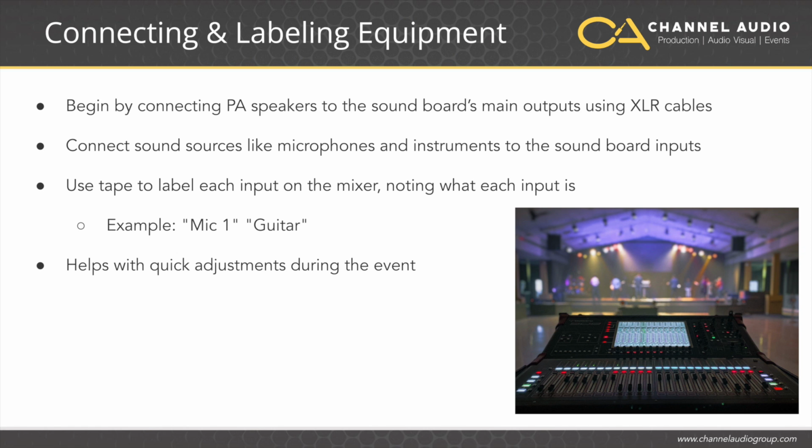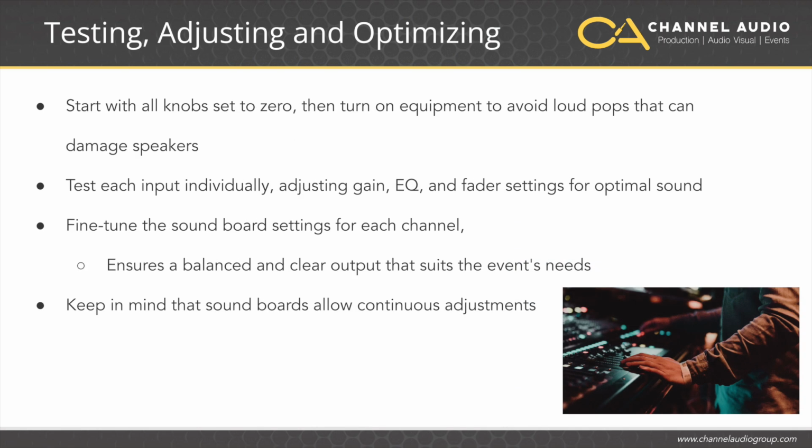Now we're going to get into the test and adjust the sound levels as needed stage. It's important. So now that you got everything in the right place and plugged into the soundboard, it's time to begin the sound check. 1, 2, 1, 2. Before continuing, make sure that all the knobs on the board are set to 0. To begin, turn on all of the equipment. Loud pops, which could harm the PA speakers, can be avoided by turning on the equipment first.